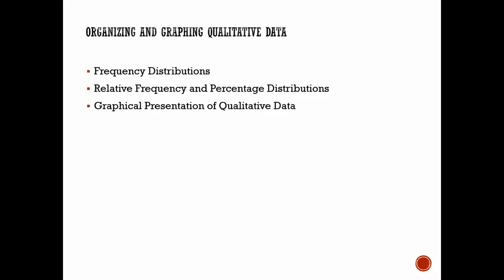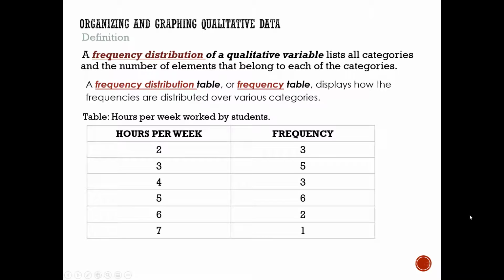So if I want to organize and graph qualitative data, what I'm going to look at here is frequency distribution. I'm going to be talking about relative frequency and percentage distributions. And then I'm going to be looking at a graphical presentation of qualitative data. So we're really just dealing with some qualitative data here, okay? First, let's take a look at definitions that deal with that.